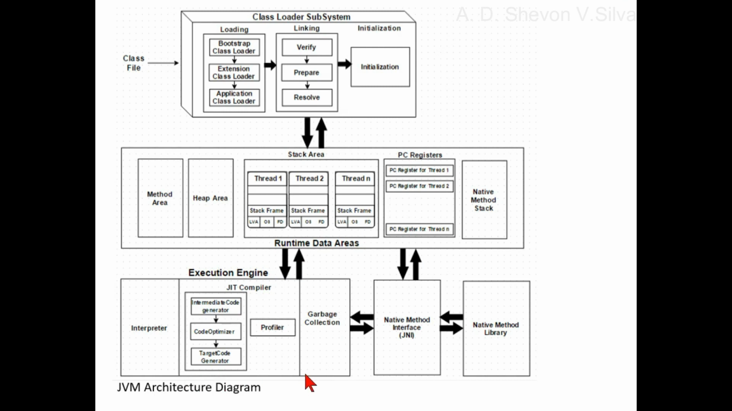Interpreter, just-in-time compiler, and garbage collection are inside execution engine. Intermediate code generator, code optimizer, target code generator, and profiler are inside just-in-time compiler. Intermediate code generator is connected to code optimizer. Code optimizer is connected to target code generator.